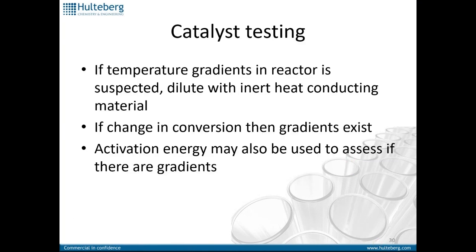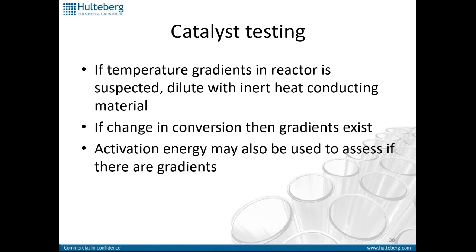So some general advice. If you have temperature gradient or you suspect it, dilute it with an inert heat conducting material. Again, if you do see a change in conversion, then you had a gradient. So you can do the same thing. You can test with one dilution ratio, get a conversion, increase the dilution ratio. If you get the same conversion, then you know that you weren't operating with gradients.